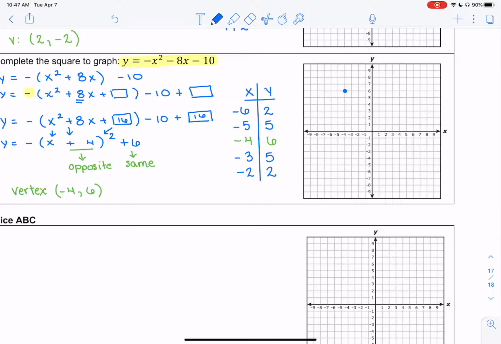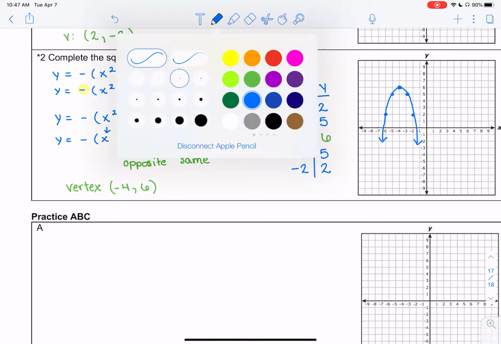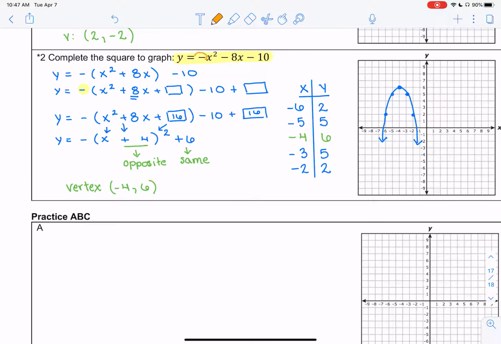And then if I plot the other points, I have a -5, +5, a -6, +2. I also have a -3, +5, and a -2, +2. You'll notice this parabola looks like it's going to a frowning position. It's opening down. And the one thing that could clue me into that at the beginning is that it had a negative out front. I also saw that in the vertex form, and that tells me that it's going to be a frowning parabola. All right, that's it for our star questions.